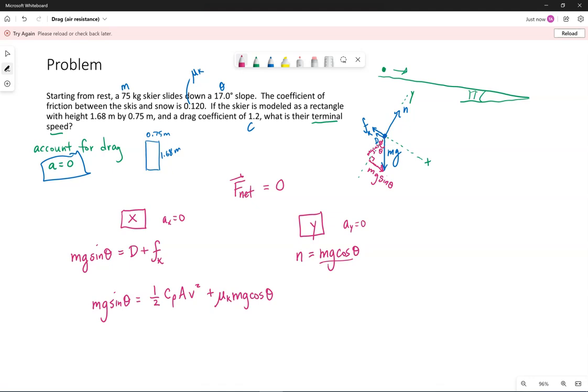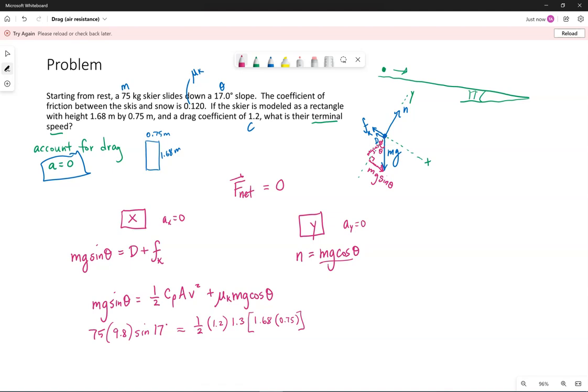So let's see, I think we have enough information. Let's start plugging our numbers in. So m is 75 kilograms, g is 9.8, the incline angle is 17 degrees. They give us a drag coefficient of 1.2 that does not have units. Rho is the density of air. We're using the 1.3 given to us by our author. A, the cross-sectional area, is going to be the height times that width. We're approximating the skier to be a rectangle.